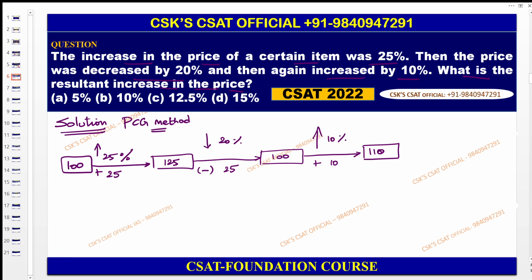If they ask you to find out the net change or the resultant increase in the price, the net value, in such kinds of questions, what you need to do is subtract the last, 110, minus the initial, 100, which is equal to 10%. So the answer for this question is 10%. Since it is positive, it is obviously an increase. The question itself mentioned increase.